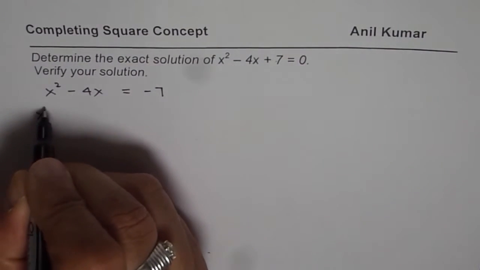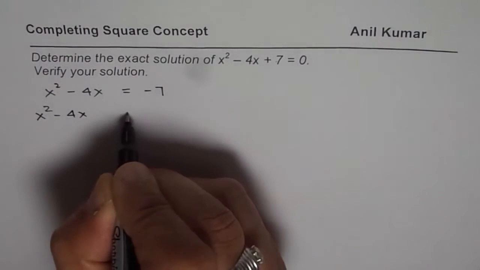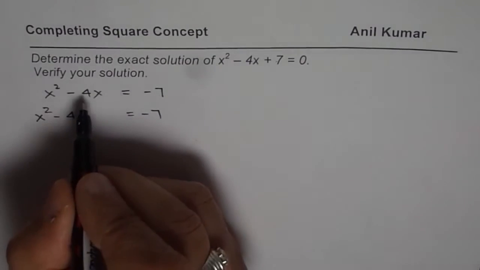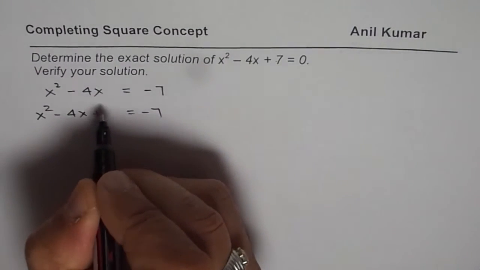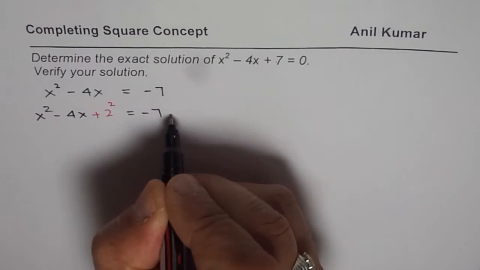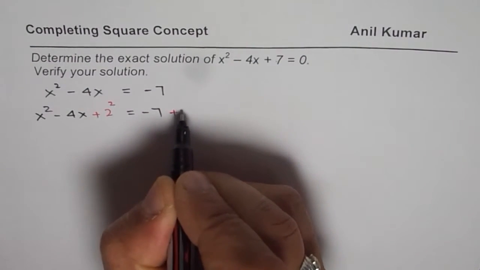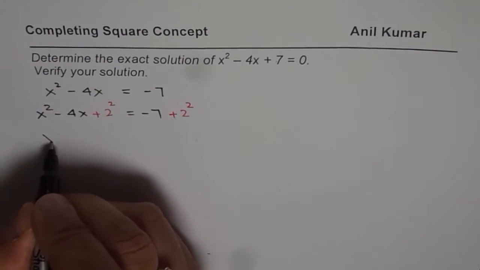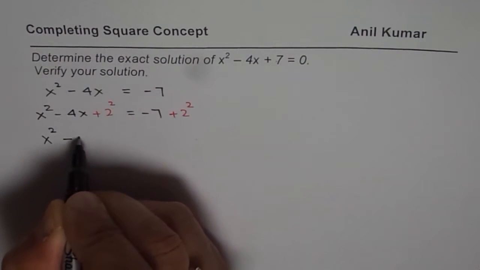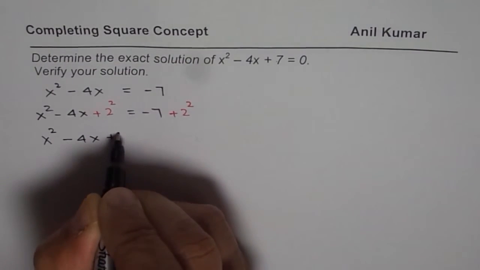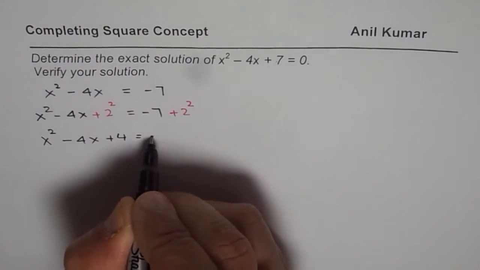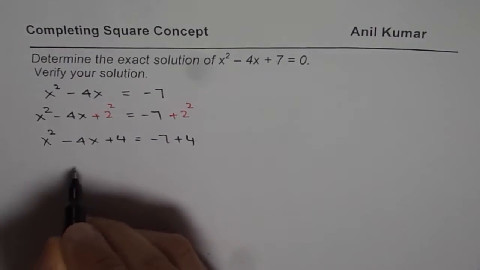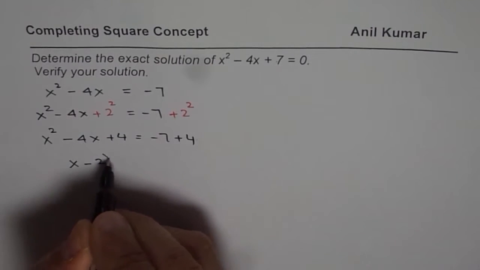So what we get here is x squared minus 4x equals minus 7. Half of 4 is 2, so we'll add 2 squared on both sides. Once we do that, we get x squared minus 4x plus 4 equals minus 7 plus 4. Now this portion can be written as a perfect square, x minus 2 whole squared.